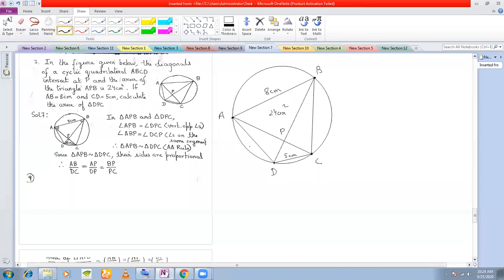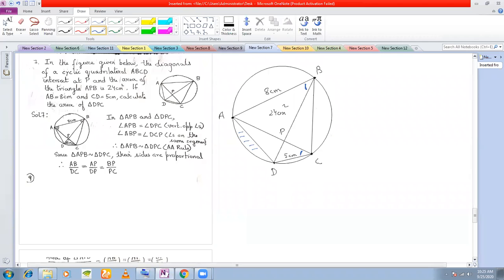How to prove similarity? First of all, these two angles are equal. This angle is equal to this angle. Why? Because they are angles on the same segment. Consider the chord AD. This chord AD divides the circle into a minor segment and a major segment. If you see these two blue angles, they are on the same major segment. So therefore they must be equal. They are on the chord AD and on the major segment, so they must be equal.